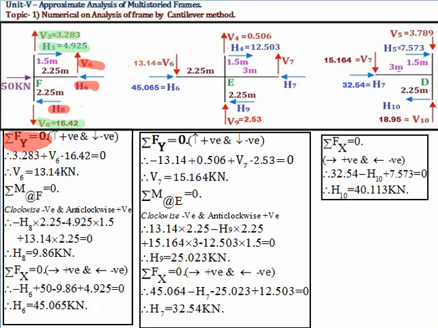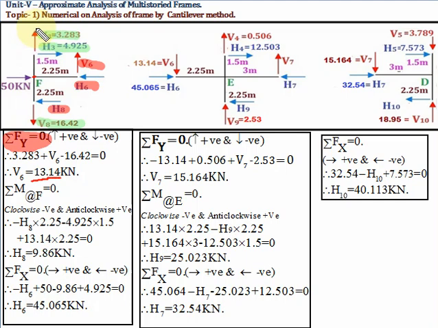Now here, the forces acting upward are positive, the forces acting downward are negative. So what are the vertical forces? 3.283 acting upward, positive. Then V6 acting upward, positive, and 16.42 acting downward, minus. From this we'll get the value of V6. What is the value of V6? 13.14.